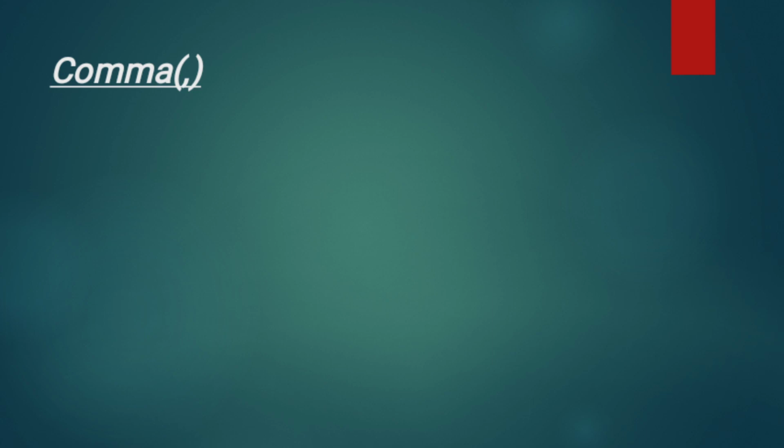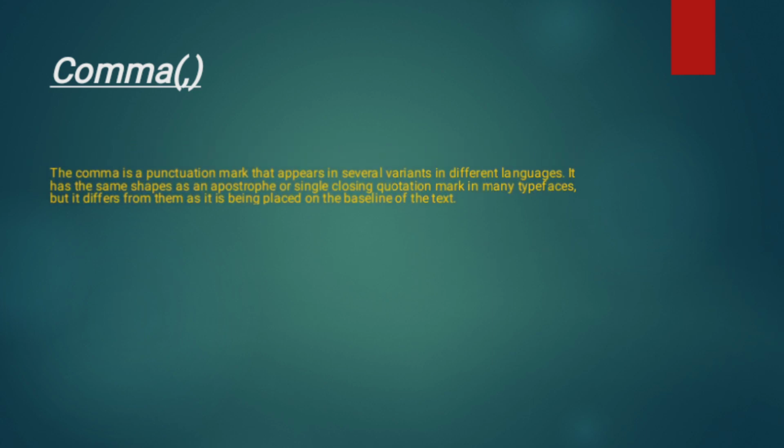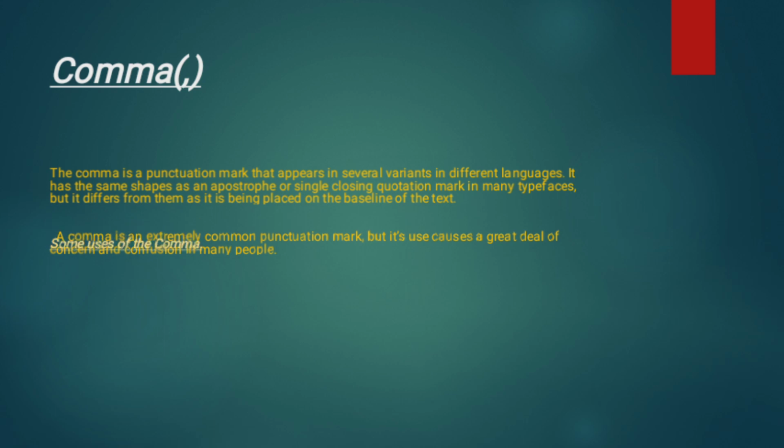Let's look at comma. The comma is a punctuation mark that appears in several variants in different languages. It has the same shape as an apostrophe or single closing quotation mark in many typefaces, but it differs from them as it is placed on the baseline of the text. So the only difference is that the comma is placed at the baseline of your writing. A comma is an extremely common punctuation mark, but its use causes a great deal of concern and confusion in many people.